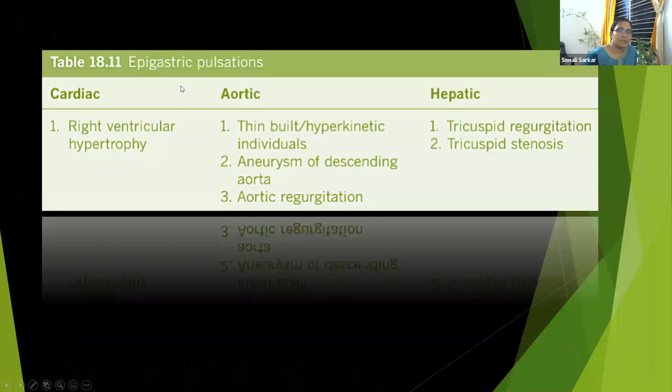Now, epigastric pulsations. Epigastric pulsations can be due to three origins. Cardiac, due to right ventricular hypertrophy; aortic, in thin-built or hyperkinetic individuals, aneurysm of descending aorta and aortic regurgitation. In the palpation part, we will teach you how to differentiate between these three. And hepatic, tricuspid regurgitation and tricuspid stenosis. These are the causes of epigastric pulsations.